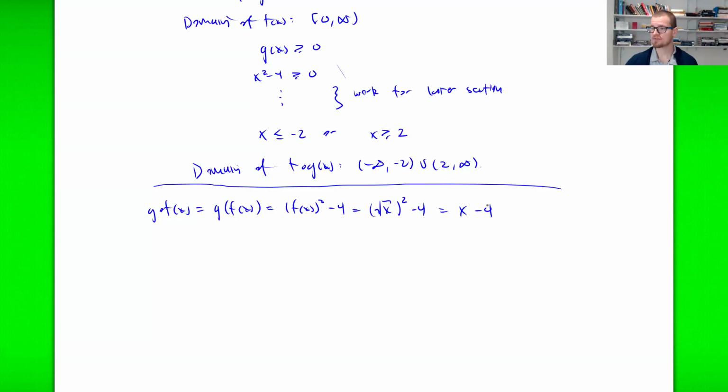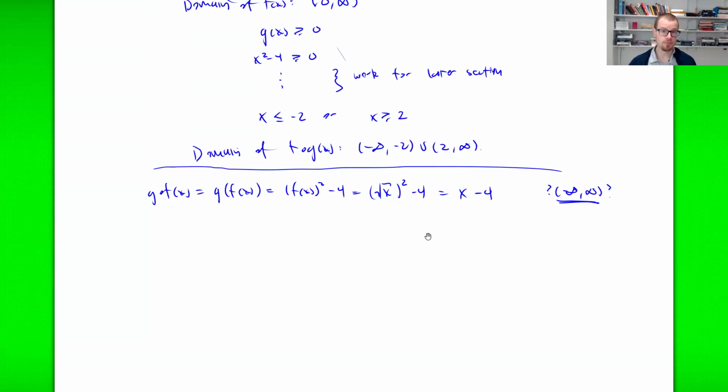Now, what's the domain of this? Is the domain from negative infinity up to positive infinity? That is the question. We composed. What's the domain of this result? Well, I can plug anything I want into that. No big deal. But is that truly the domain of the composition?